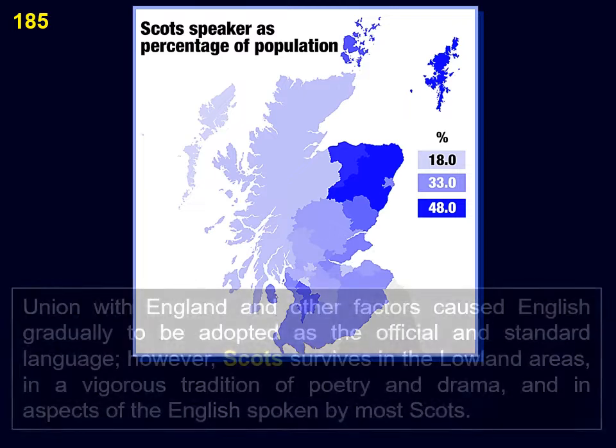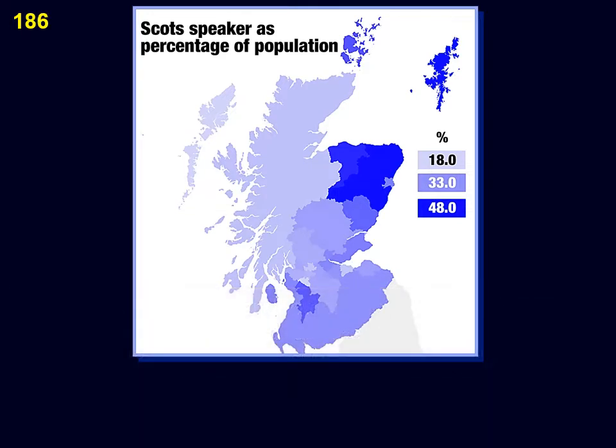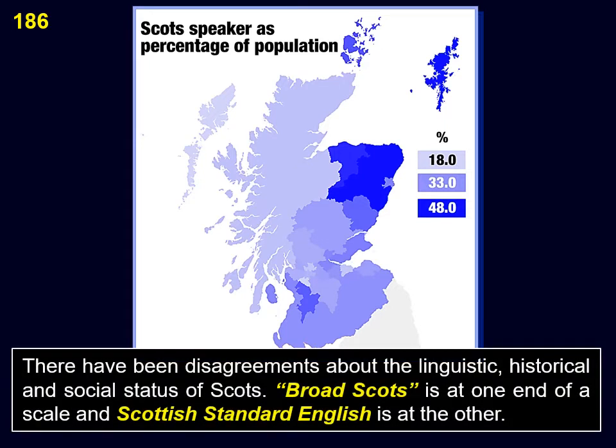Union with England and other factors caused English gradually to be adopted as the official and standard language. However, Scots survives in the lowland areas, in a vigorous tradition of poetry and drama, and in aspects of the English spoken by most Scots. There have been disagreements about the linguistic, historical and social status of Scots. Broad Scots is at one end of a scale and Scottish Standard English is at the other.